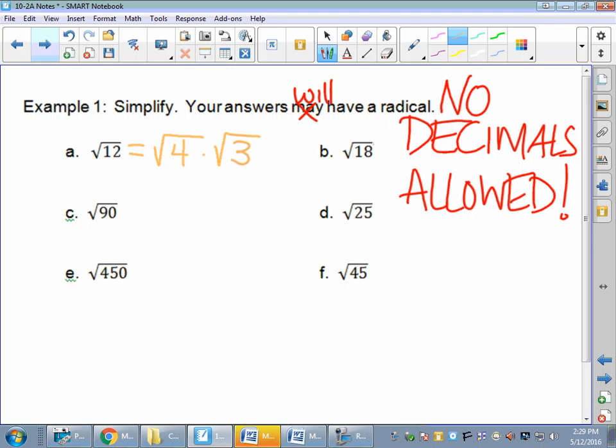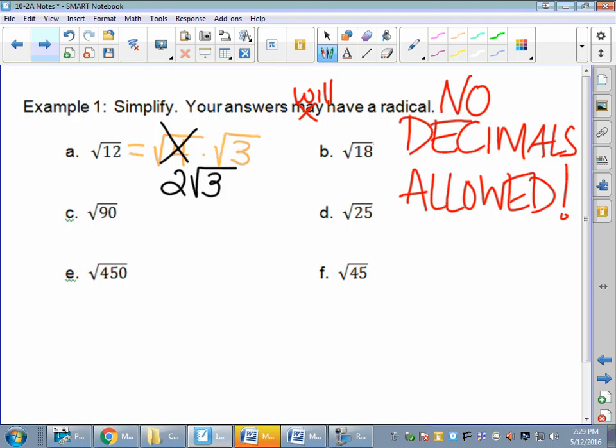So which one of the numbers is a perfect square? And what is its square root? Cross it out. You're going to tell me the square root of 4 is 2. The square root of 3 we can't do anything with because it's not a perfect square, so our answer is 2 square roots of 3. And we are done with that problem.